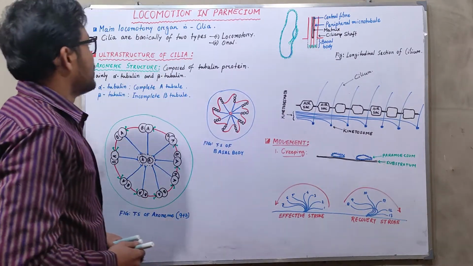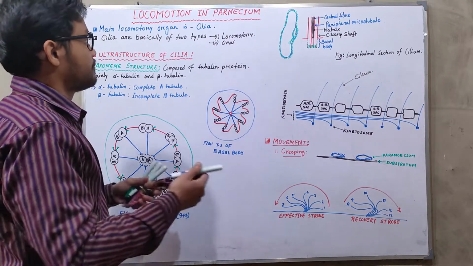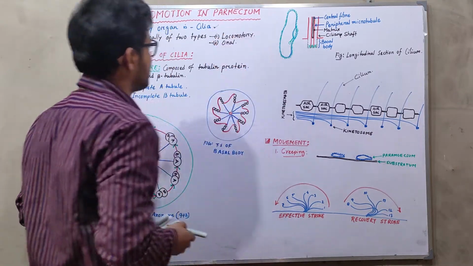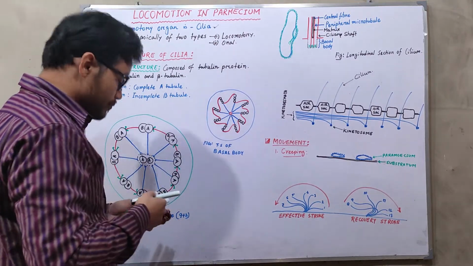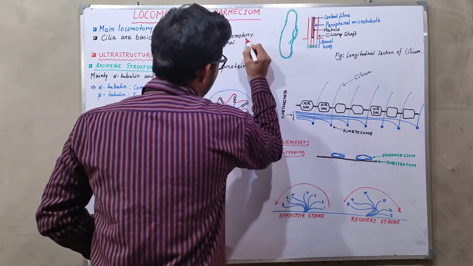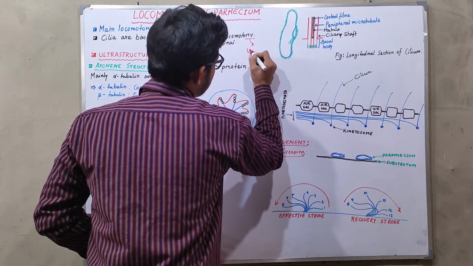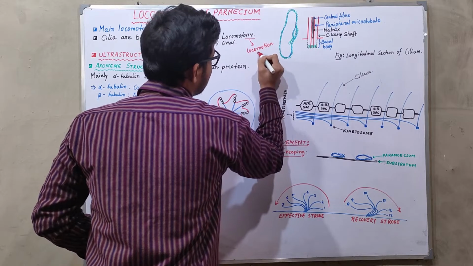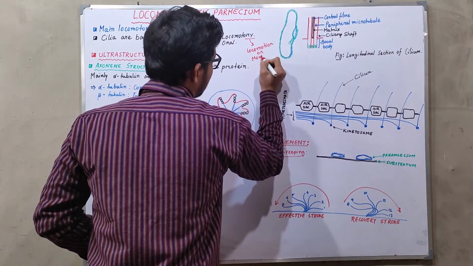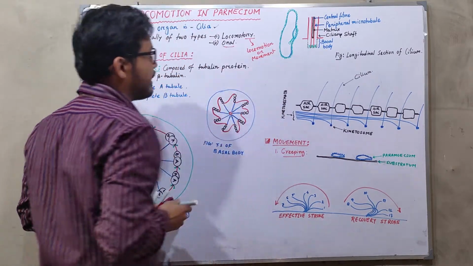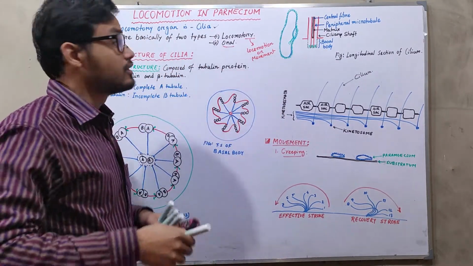Firstly, the main locomotory organ of Paramecium is cilia, and cilia are subdivided into two broad categories. One is locomotory cilia, which help in locomotion or movement, and the other is the oral cilia, which help in the filtration of food.